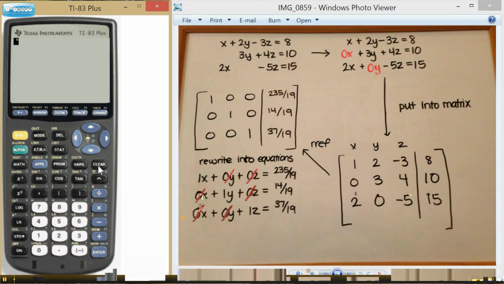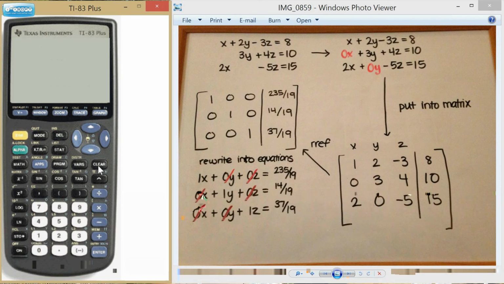Okay, I'm making this video to hopefully help you understand how to put equations into matrix form on your calculator so that you can solve a system of linear equations in this way. You still need to understand how to do Gauss-Jordan operations, but this is just an easier way that you can solve the system without having to do those operations every time.